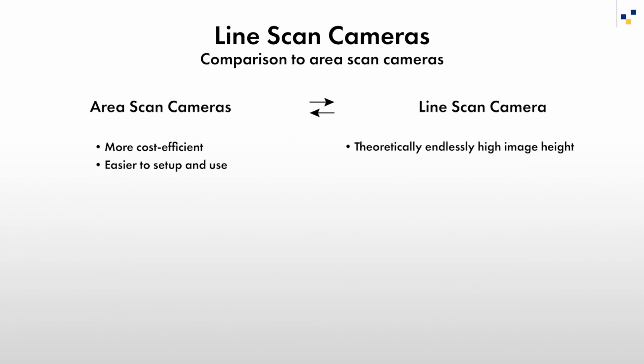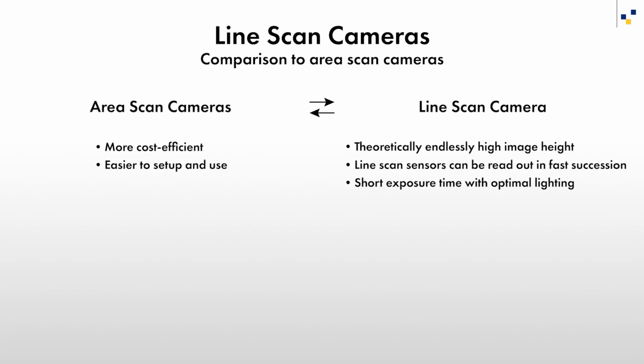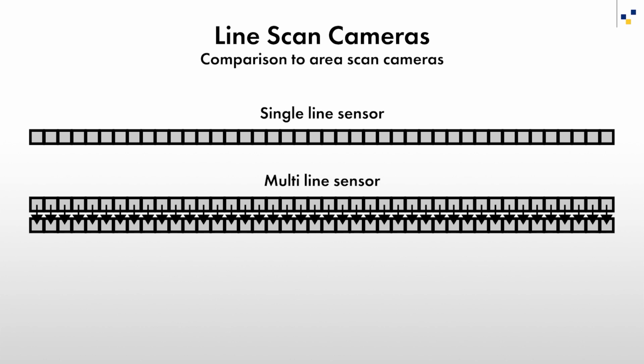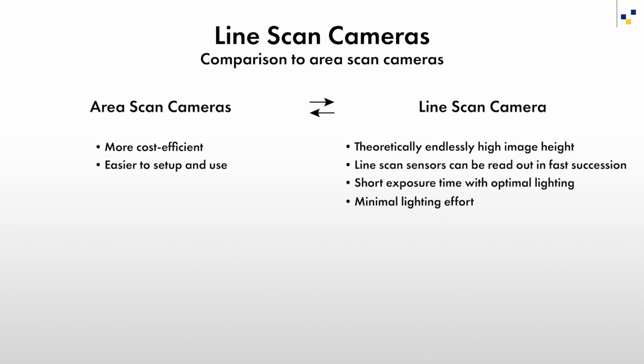Since there is only one line of light-sensitive pixels, the sensor can be read out in rapid succession. To produce good images using the fast readout rate, lighting must be optimal so that the exposure times can be kept short. To achieve this, the lighting must be very bright and have a high frequency. For line scan applications, however, only a small strip of the object must be illuminated. Note, there are also line scan sensors with multiple lines of light-sensitive pixels. These allow even shorter exposure times due to the higher number of light-sensitive pixels. When all these requirements are met, line scan cameras allow for high-speed inspection applications.